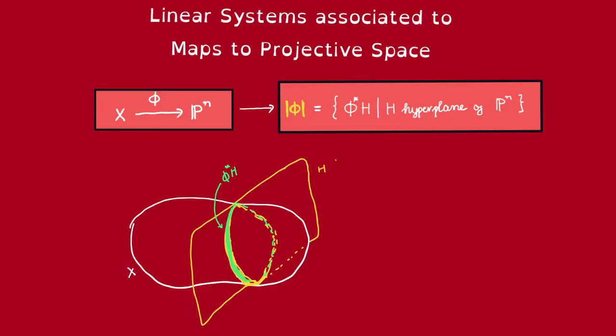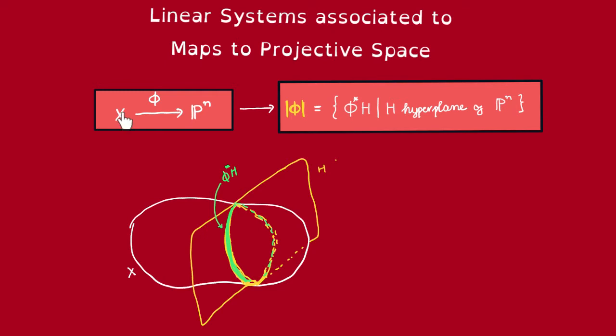Previously, given a holomorphic map phi from a compact Riemann surface X to projective space, we have associated to phi a collection of divisors, which we'll denote by this. So what is this collection of divisors? Well, we're just pulling back the hyperplane divisors, the hyperplanes of Pn.